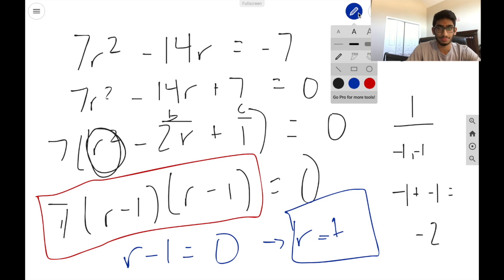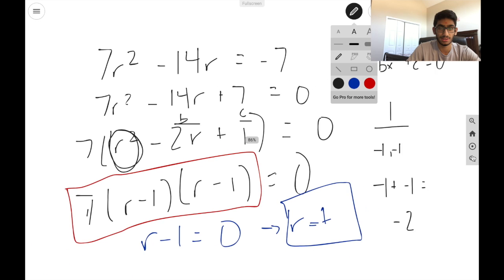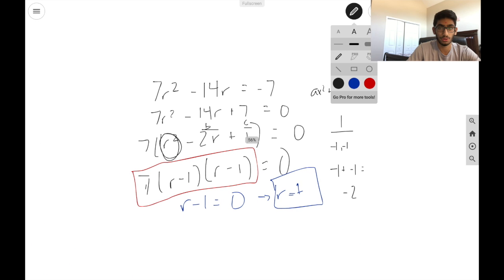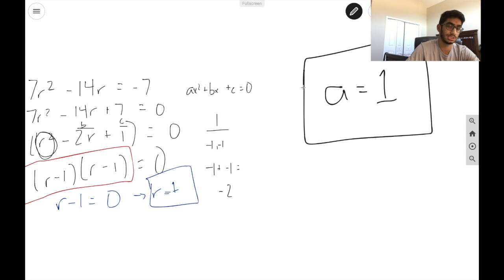Hopefully that made sense, or you understand a little bit more than what you had. And remember, this is only for when a is equal to 1. When a is not equal to 1, I think there's one more step you have to do.